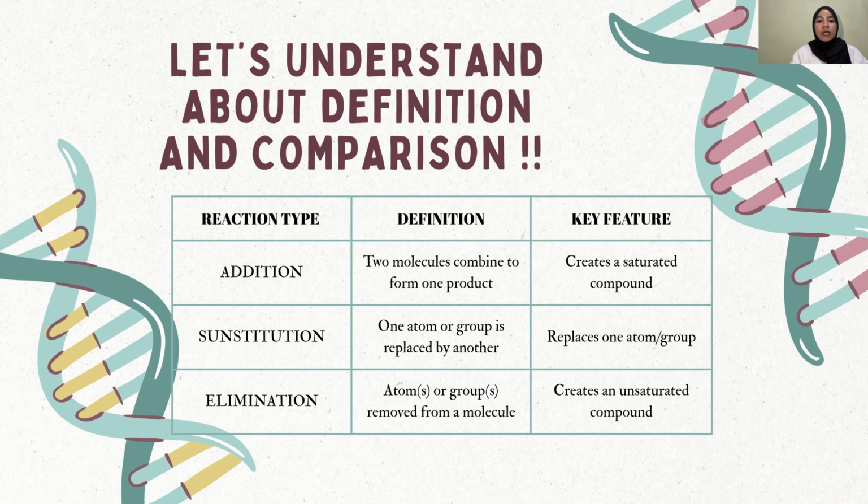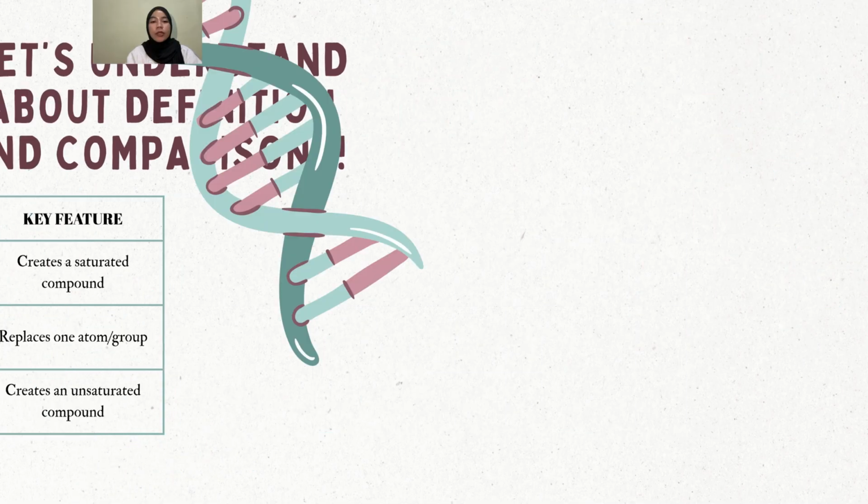First, addition occurs when two molecules join to form one product. Then, substitution happens when one atom or group is replaced by another. And the last one, elimination takes place when an atom or group is removed, forming a double or triple bond.